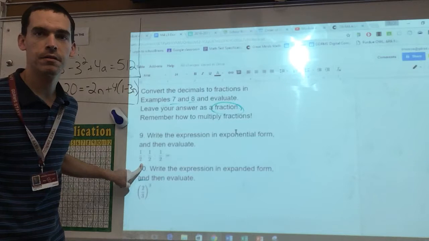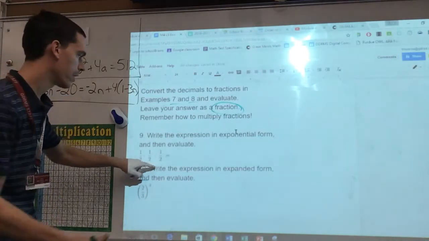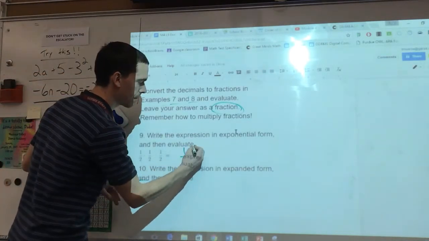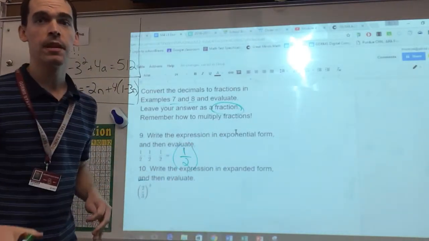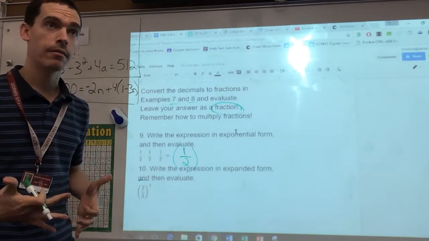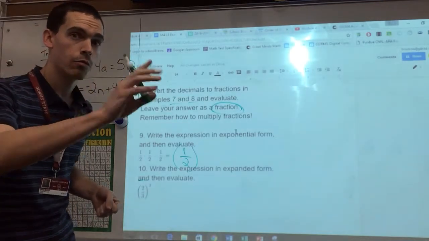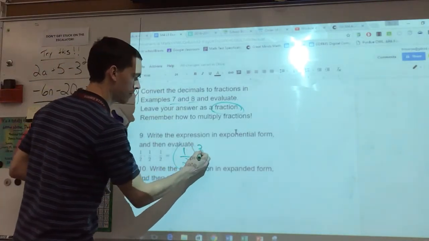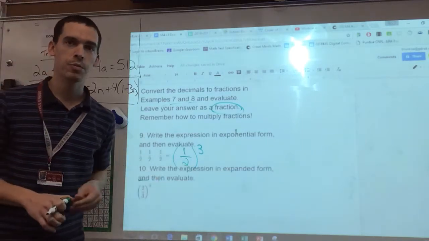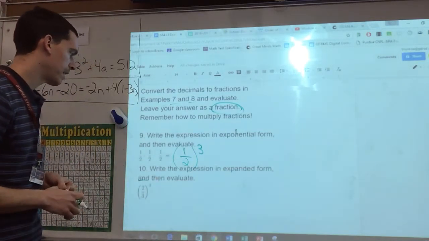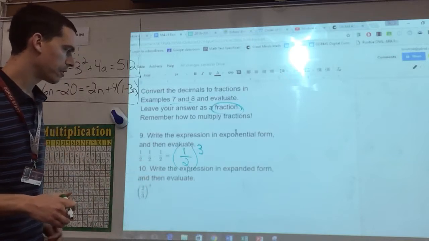I have 1/2 times 1/2 times 1/2. My base is the same. My base is 1/2. So in exponential form, how many times would we multiply that by? 3 times. Okay? The base is there. So write the expression in expanded form, and then evaluate.